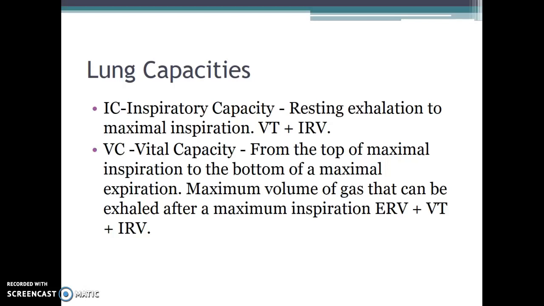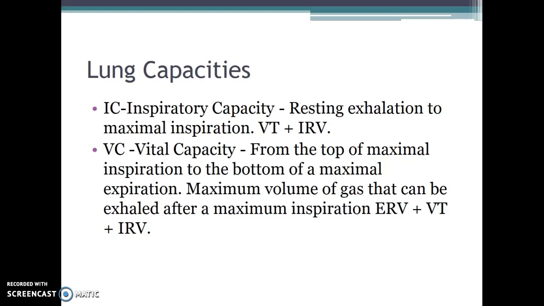A vital capacity is what therapists try to have the patient do when they're doing a flow volume loop. If you've ever been in the PFT lab or heard anyone in the PFT lab say, take a deep breath in and now blow all your air out, and then they keep saying, blow, blow, blow, or keep going, keep going, they're trying to get a vital capacity.